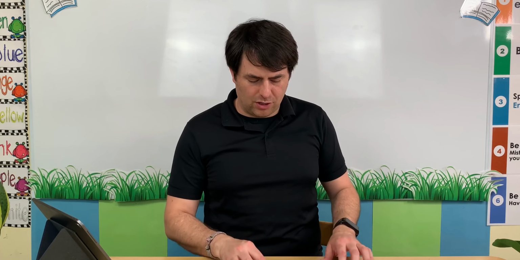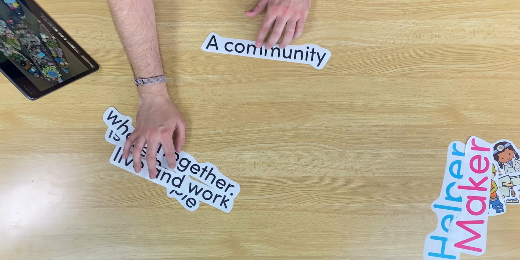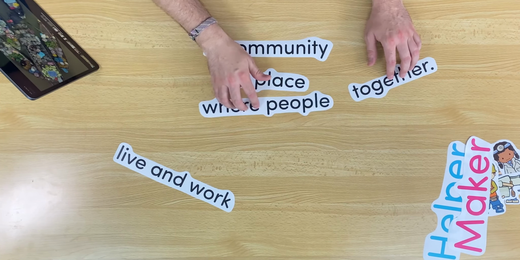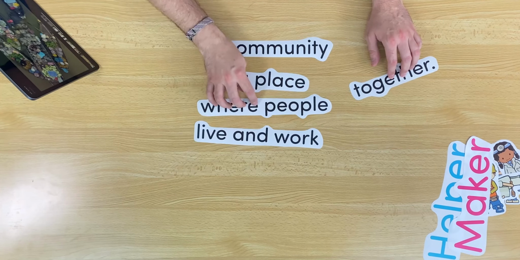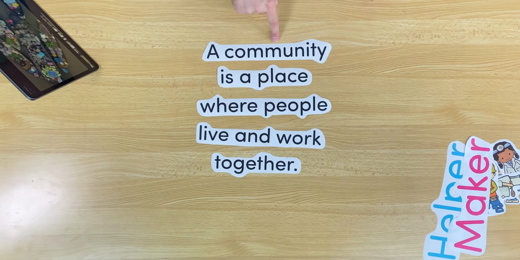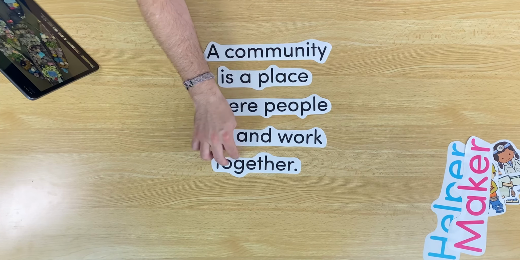Before we go, I want to look at the definition one more time for a community, so that we can go over those words a few more times. So here we go. The definition of a community. A community is a place where people live and work together. Let's read that one more time. A community is a place where people live and work together. All right, there you go. That is the definition of a community.